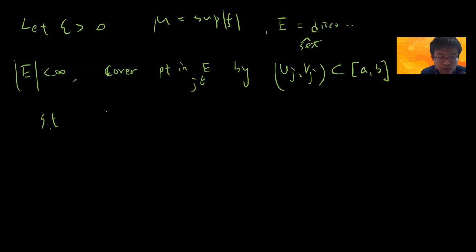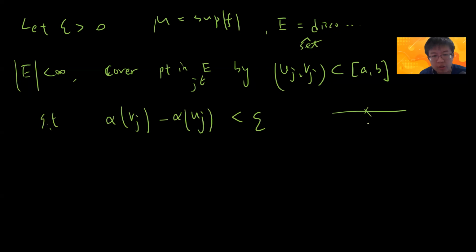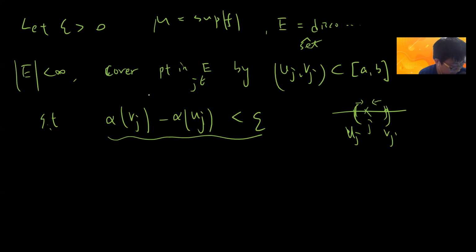Such that alpha(v_j) minus alpha(u_j) is less than epsilon. So basically, suppose you have a point j of discontinuity, and I choose two points, a small interval (u_j, v_j). And this interval can be arbitrarily small, because E is finite, so I can shrink this interval however I want, such that it satisfies this property.